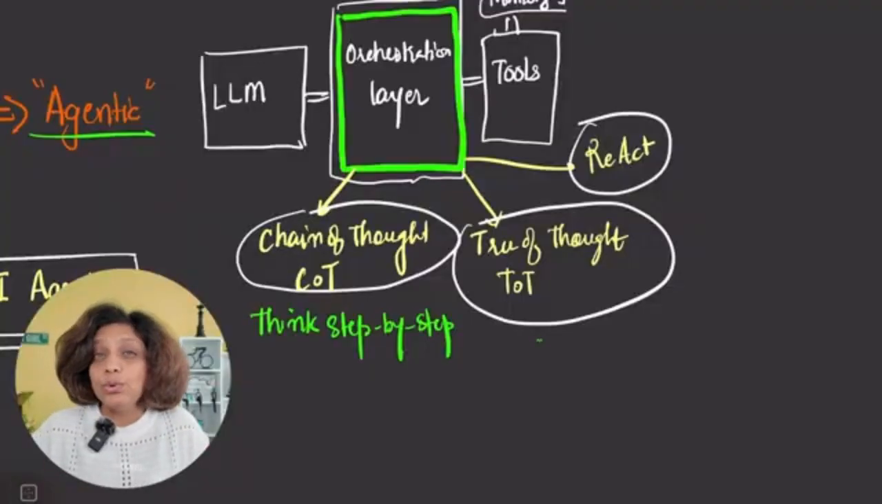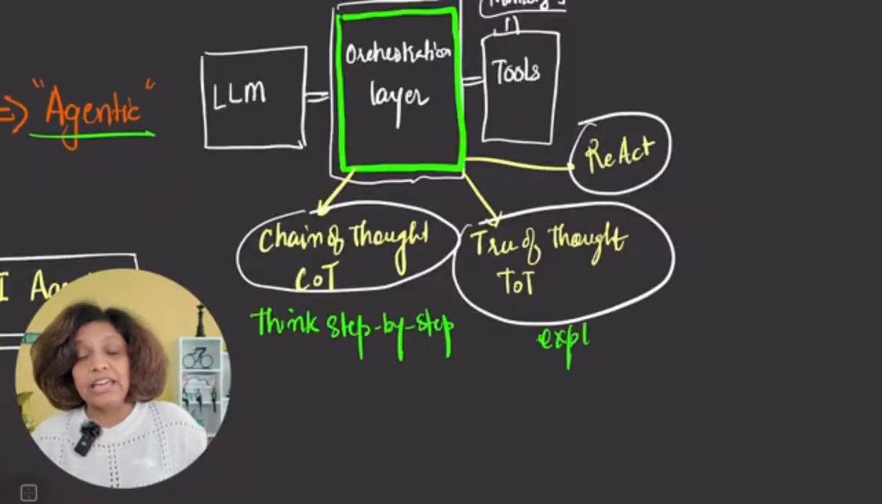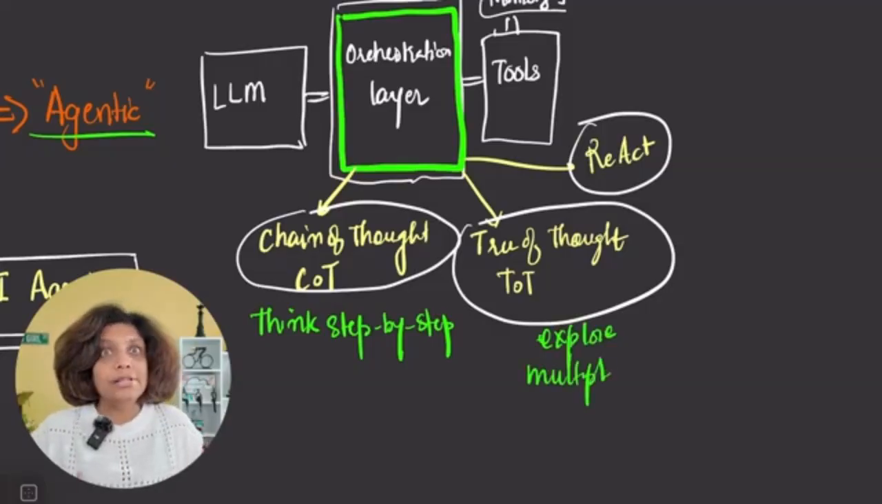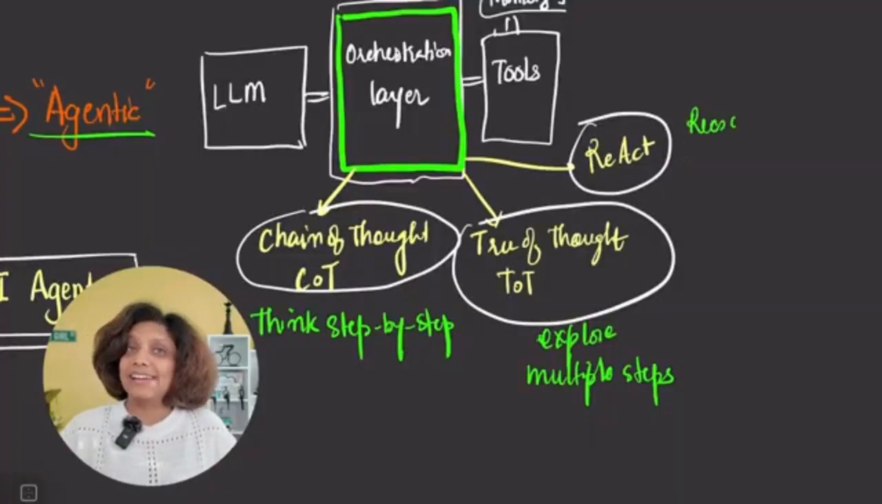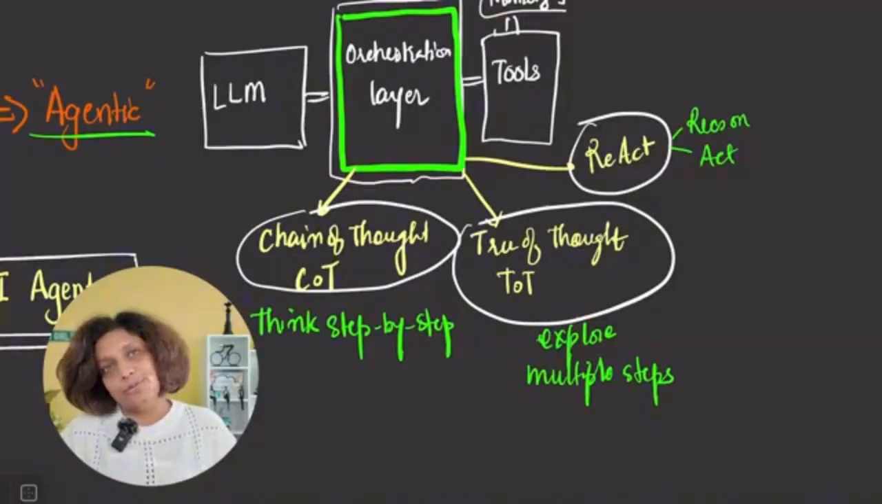Tree of thoughts, or TOT. This is a more advanced technique. It allows the model to explore multiple reasoning paths simultaneously and then choose the most promising one. And then there's ReAct, which stands for reason and act. This is the classic agent loop, and it's incredibly powerful. The agent reasons about what it needs to do, chooses an action like calling a tool, observes a result from that tool, and then reasons again based on the new information. This loop continues until the goal is achieved.